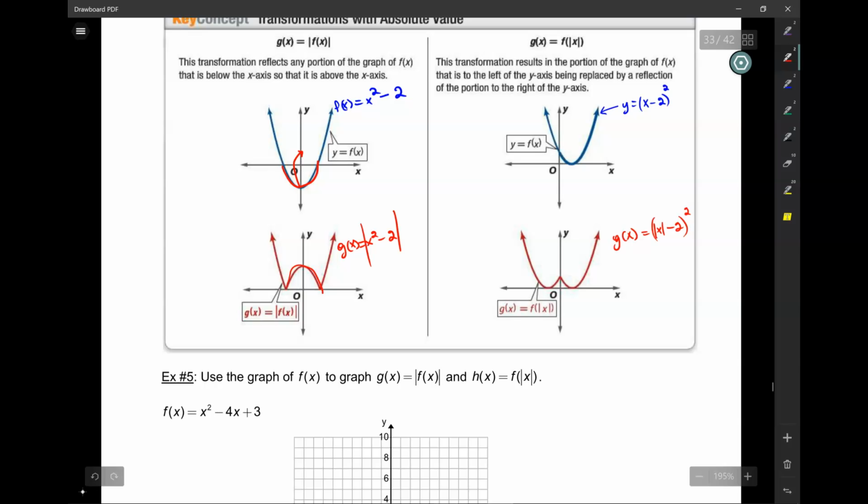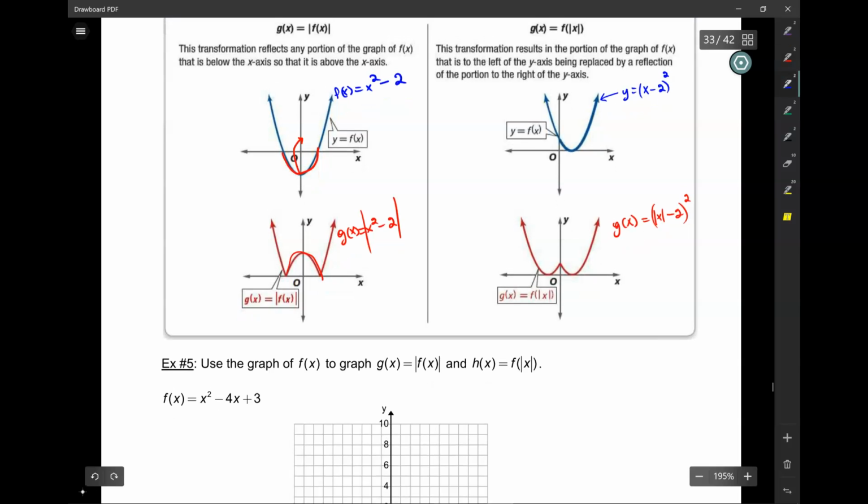So let's think about that. Suppose this is x equals 2. Okay? Where is x equals negative 2? Right here. It was supposed to have this y value. But guess what this function does? You put in a negative 2. It makes it positive 2. And what was the value for positive 2? 0. So now it gives it that value.